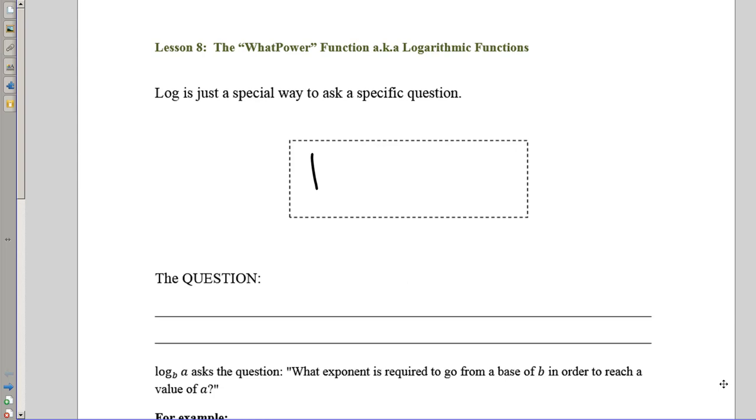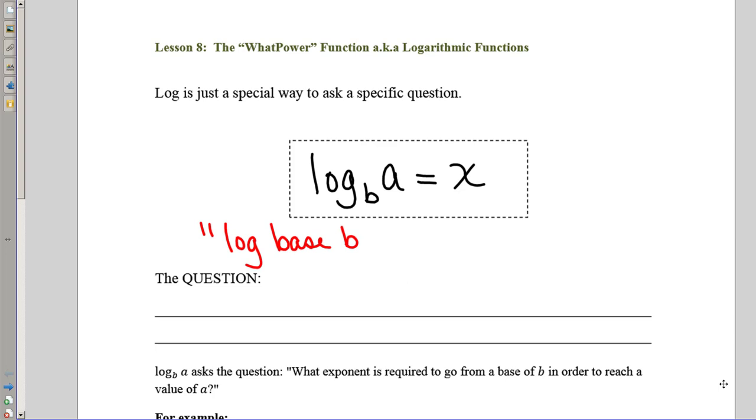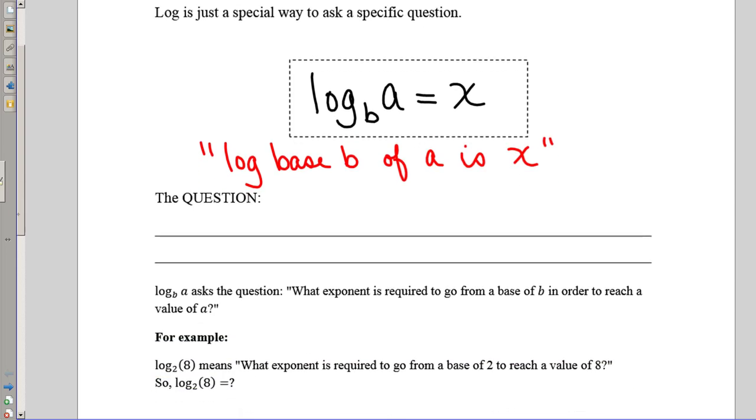Usually you'll see log base b of a equals x, whatever variable you like. And again, that's read as log base b of a is x. So when you see, let's say, log base 2 of 8 equals 3, that's exactly how you would read it, and we'll look at some of those.